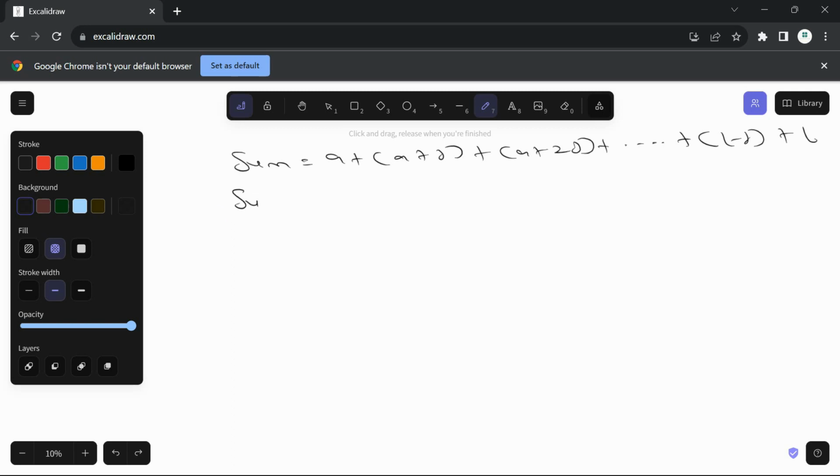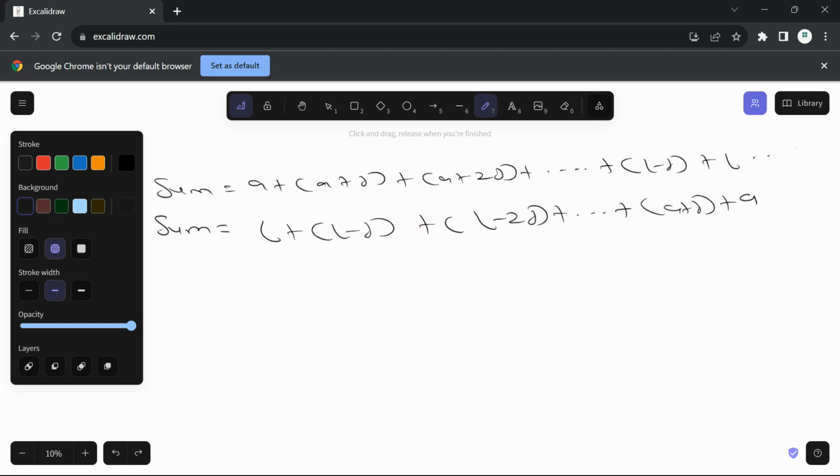So also I can say sum is equal to, I'll start from the back, right? So this will be L plus L minus d, right? Plus L minus 2d, right? Plus, dot dot dot, plus, because I'm going from back to front, the second to the last value would be a plus d, and the last value in the opposite direction will be a. Great. So this is equation 1, this is equation 2.